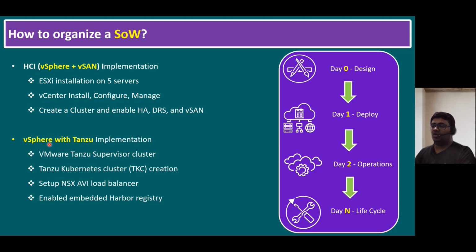After that, we have to configure workload management, vSphere with Tanzu implementation. We need to configure the Tanzu supervisor cluster, and once we configure it, on top of that, create a namespace, configure Kubernetes cluster creation, and also integrate with the NSX ALB load balancer. It will provide load balancing. We can also enable the embedded Harbor registry to push all your Docker images here. So this is the statement of work we can provide to the customer.